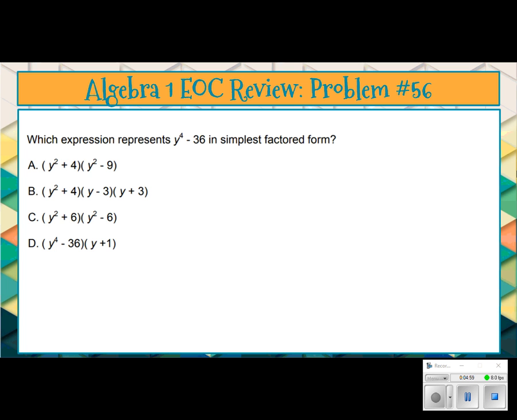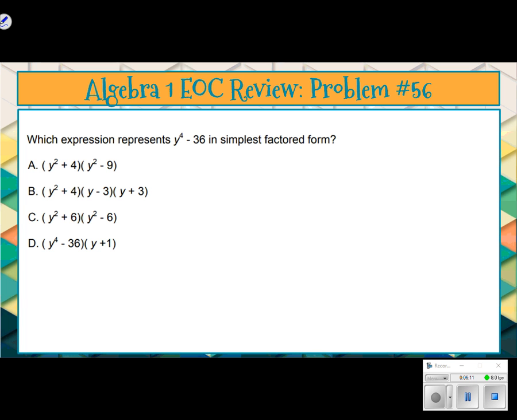Here's problem number 56. All right, so this does have a y to the 4th. I don't want you to freak out. Remember we talked about to the 4th power, to the 6th power, those are perfect squares, okay?